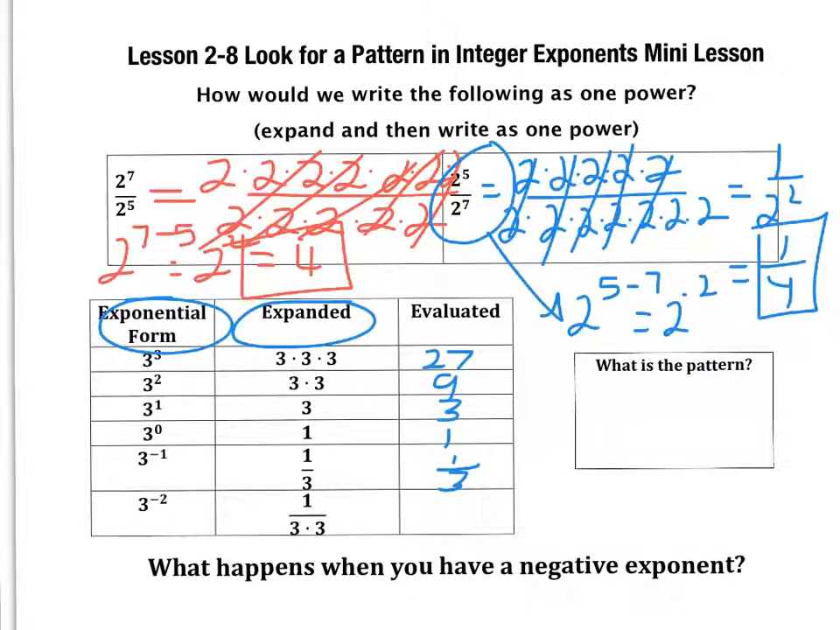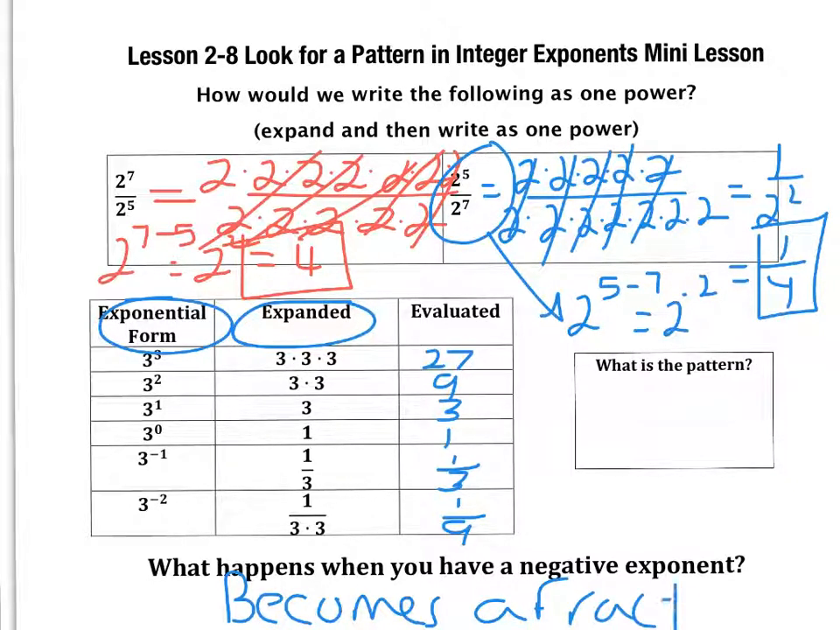So if we have 3 to the negative 2nd power, that's actually going to equal 1 over 3 squared, or 1 over 3 times 3, which is 1/9. So when you have a negative exponent, it doesn't become negative, which is a common misconception. It actually becomes a fraction. So I'm just going to make a quick note of that, but you will see that every time. So let's go ahead and try a few others quickly.